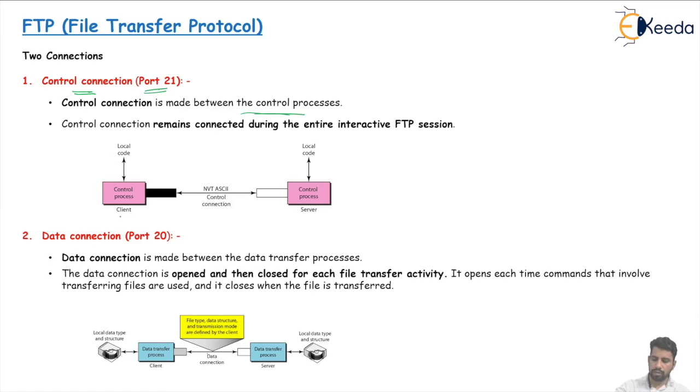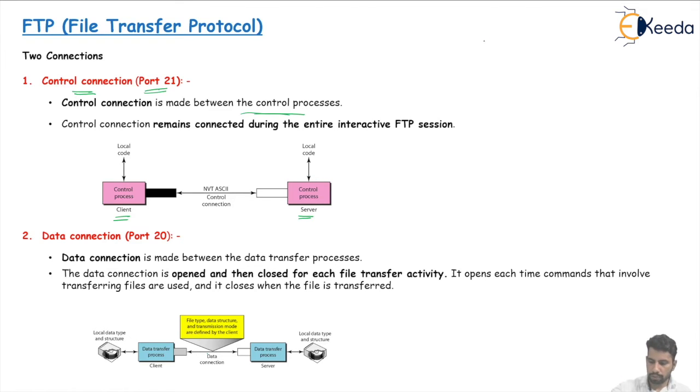Here this is the client process and this is the server process. A connection control takes place here, and the connection remains open, or you can say the control connection remains connected during the entire FTP communication.